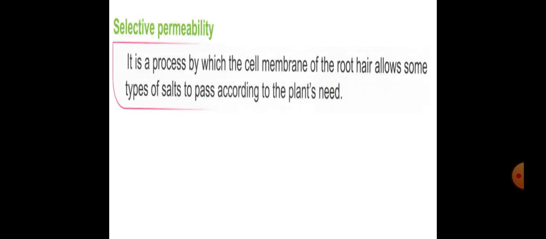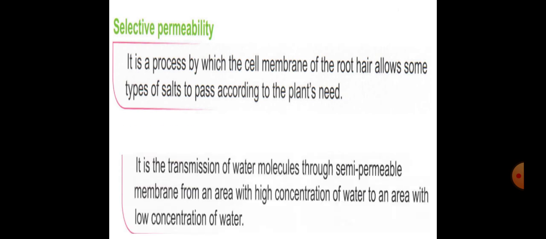So, selective permeability is a process by which the cell membrane of the root hair allows some types of salts to pass according to the plant's need. Not all the salts, only some types of salts, they are passing according to the plant's need.